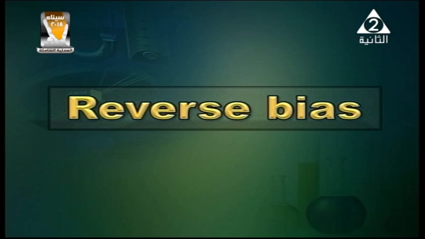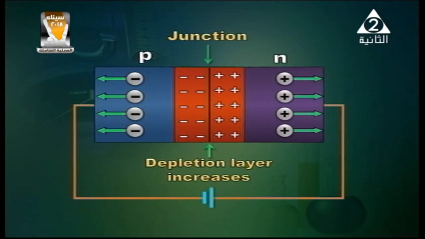And what about the opposite mode, reverse bias? In reverse bias, N is connected to the positive electrode and P is connected to the negative electrode of the cell. So we are increasing the difficulty here. The depletion layer increases, the barrier increases, and almost no current flows.